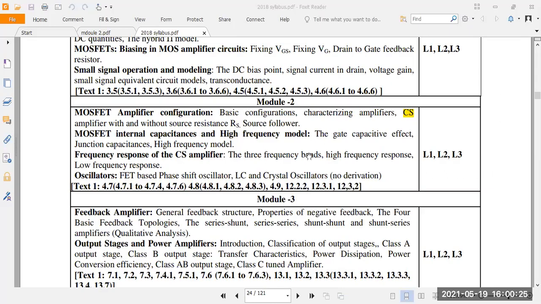So in the previous class, we discussed three frequency bands. In three frequency bands, we have taken high frequency, low frequency, and mid frequency. These are the three frequency bands: high, low, and mid. We also discussed the high frequency response and low frequency response. Today we'll repeat the same high frequency response and low frequency response. After that, we'll start with the oscillator.